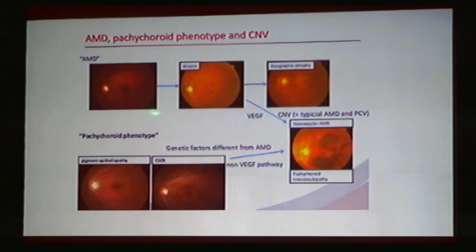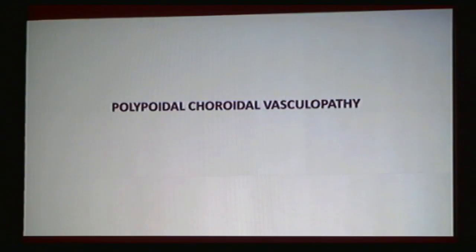Now, this is an important slide which is showing us 2 different patterns which are happening in AMD. If you have the normal drusen and then it is going into geographic atrophy, we are looking at the VEGF pathway. If you're looking at the pachychoroid pathway, then it is pigment epitheliopathy, you have CSR, and then it goes into PCV, which is a more severe form of AMD.